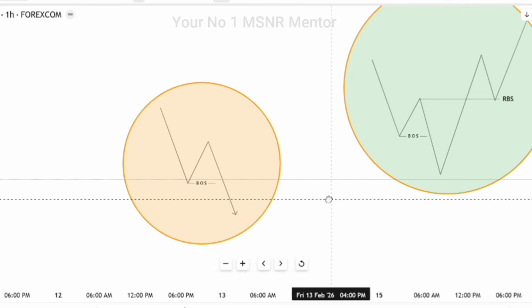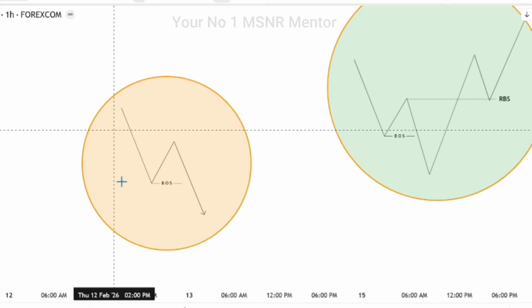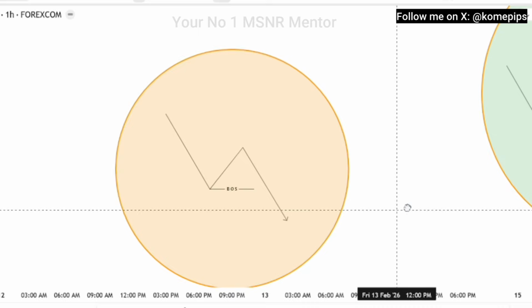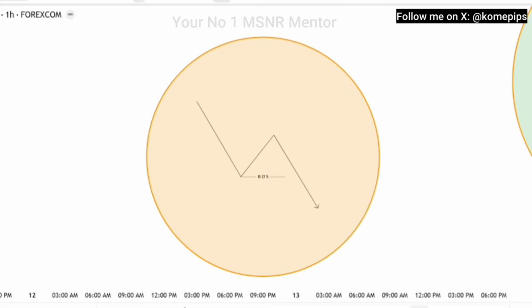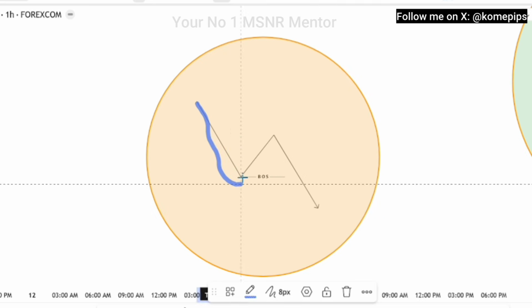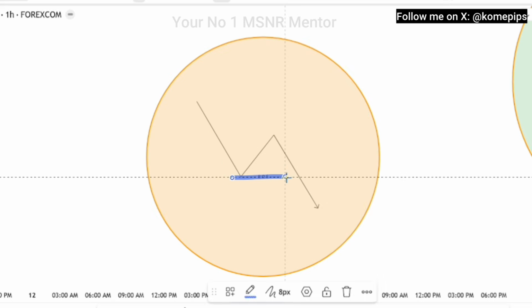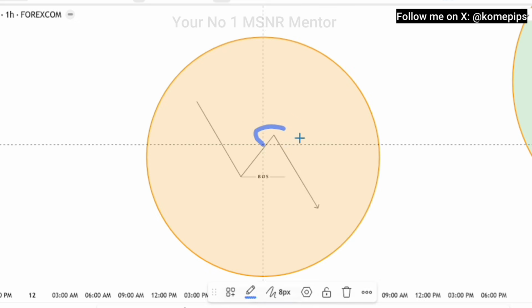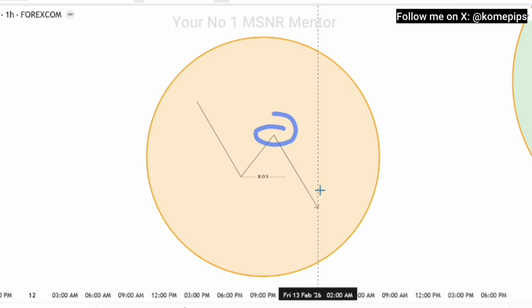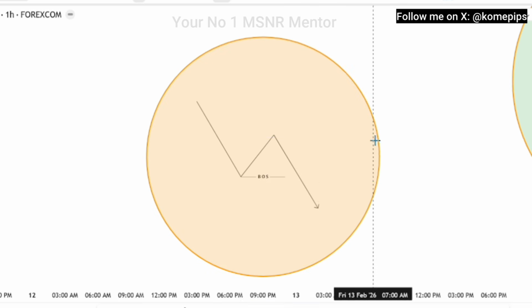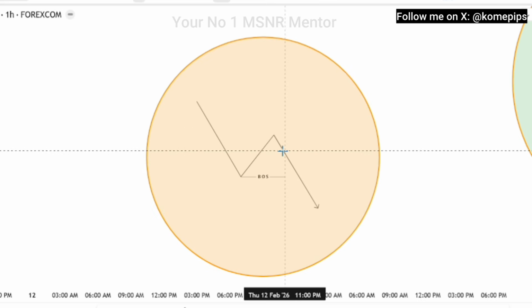Okay, so the first thing that I want to do is understand structure. Structure is very important in trading RBS. As you can see in this particular scenario, price moves this way and we have a break of structure. The swing before that break of structure, once that swing is taken, becomes our RBS. What does that mean? RBS simply means resistance break support.